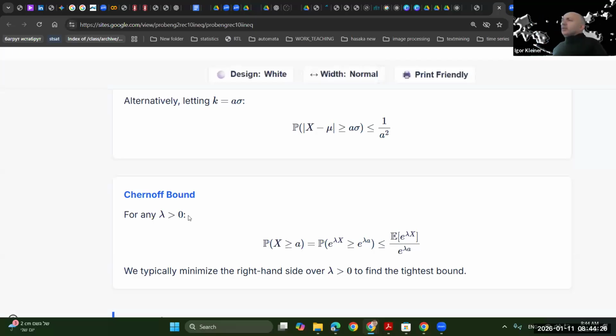And how can we find the minimum of some function? By the derivative. So in general, we need to solve an optimization problem. We need to find the lambda that minimizes this expression. It's correct for any lambda, but if we want to build a strong inequality, we will choose the lambda that minimizes the right side of this expression. So lambda is any parameter, and we want to choose the lambda that minimizes it.